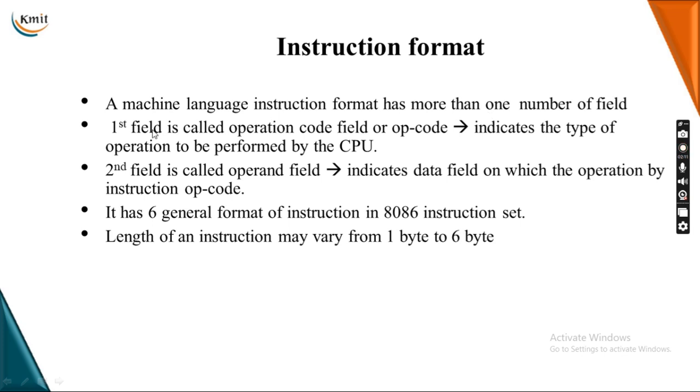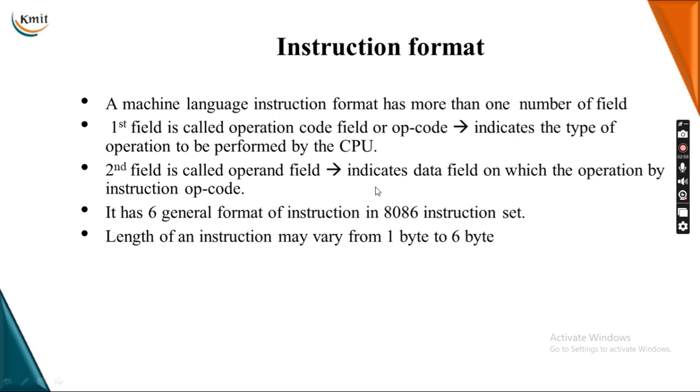The first field is always called the opcode, nothing but the operation code field. It indicates the type of operation to be performed by the CPU. For example, if you write MOV, what function does it perform? It moves the source operand to the destination operand. The second field consists of the operand field, which indicates the data on which the operation specified by the instruction opcode is performed.